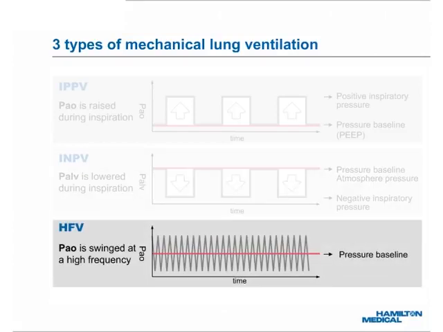3. The bottom graph shows the pressure waveform of HFV, or high-frequency ventilation. Using this principle, the airway opening pressure, PAO, is swung in a defined range around a defined pressure baseline, at a defined rate, which is at least 150 cycles per minute. Of the three principles, IPPV is the foundation of most modern ventilators, regardless of brand and model. From now on, whenever we say artificial lung ventilation or mechanical ventilation, we are referring to ventilation according to the principle of IPPV.